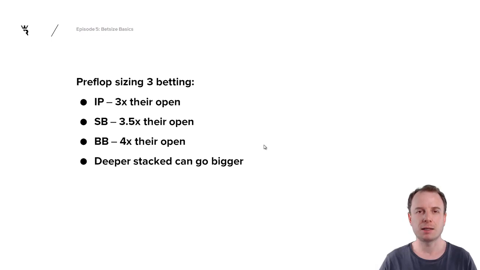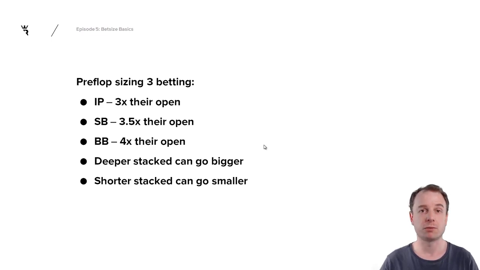So when we're deeper stacked, we can go slightly bigger if we want. We don't have to, but there's certainly spots where, if they open and we're in position, I could certainly see going 3.5x or even 4x in position versus certain opponents. And then if we're shorter stacked, we can 3-bet smaller. So say we're in the small blind and we have 27 big blinds. We're probably not going to want to make it 3.5x. We're going to go more like 3x.